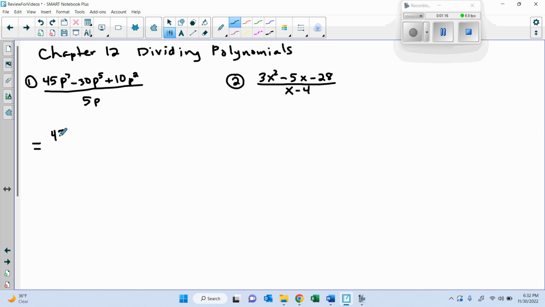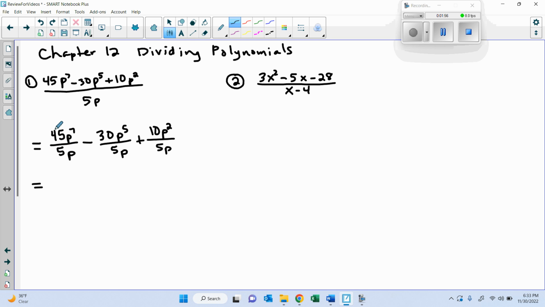So you're going to write, in this case, 45p to the 7th over 5p. And then you're going to keep whatever's here. So this is minus. We're just going to keep minus. And then you're going to have 30p to the 5th over 5p. And then you have a plus sign. So you'll put plus, and you'll do 10p squared over 5p. And then you will just simply go through and reduce and simplify each of these by using your exponent rules to simplify them, and your normal rules, like this is division.